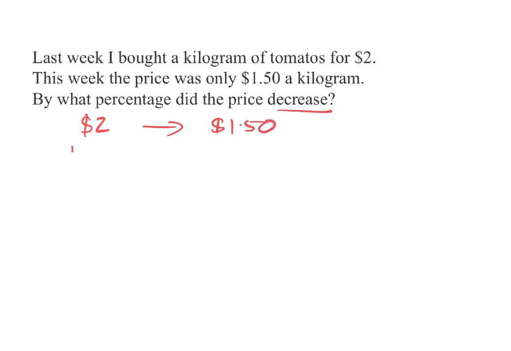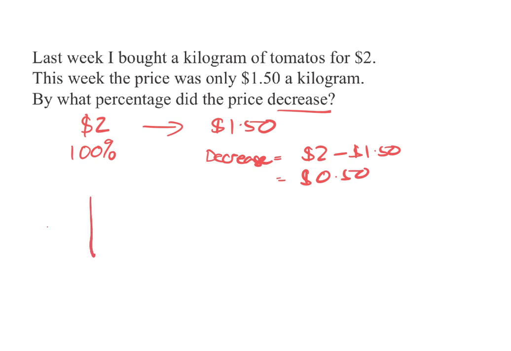So the $2 is where we started, so that is our 100%, and we don't know what the percentage decrease is. So if we finish with $1.50, what actually is our physical decrease? Well, the decrease will be $2 minus the $1.50, which will equal $0.50 or 50 cents. So that's our decrease, but that's not the percentage. So let's do this one with a proportionality grid.